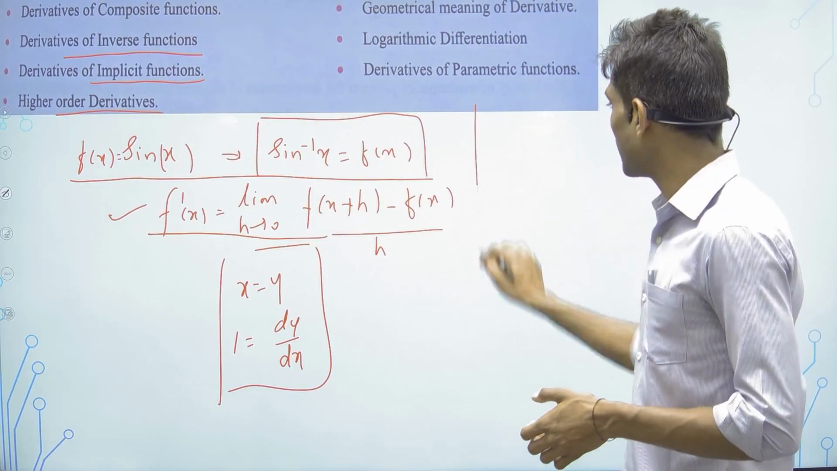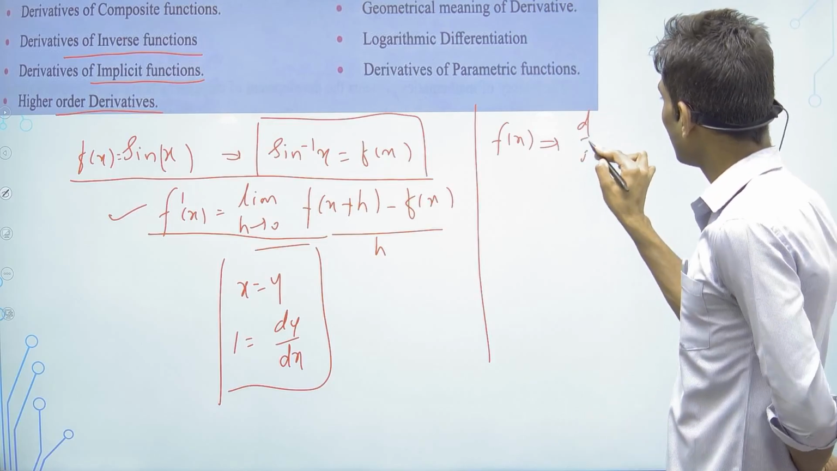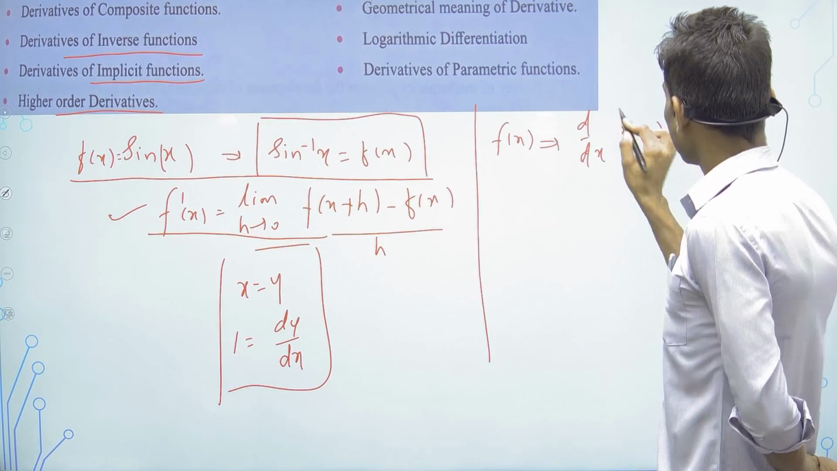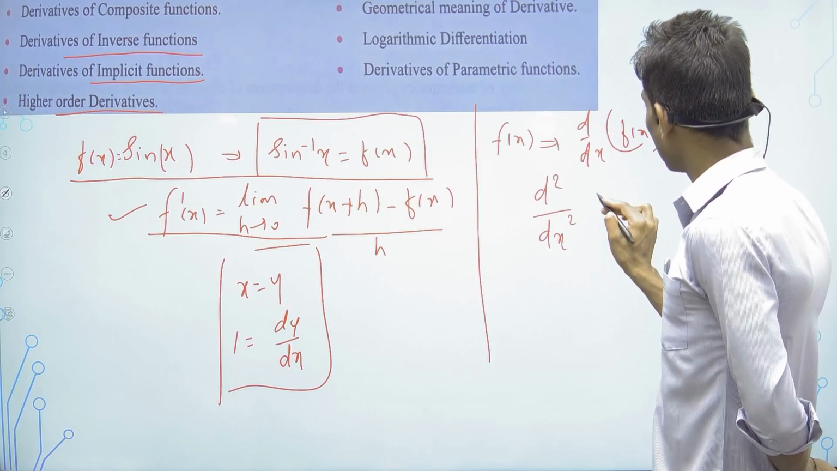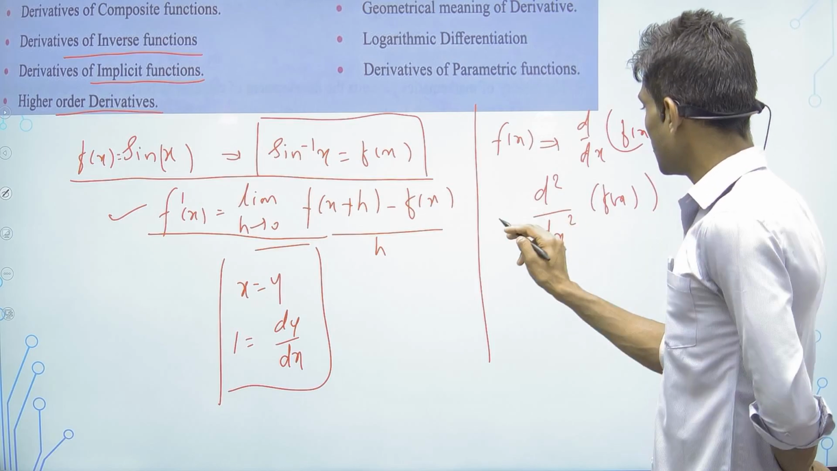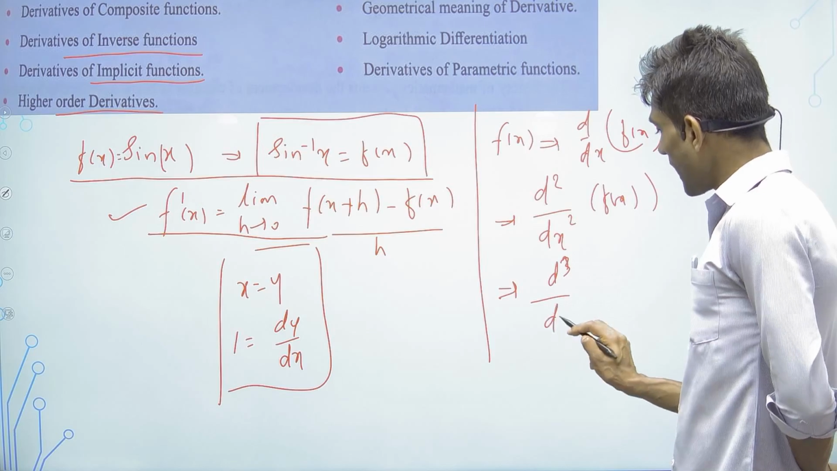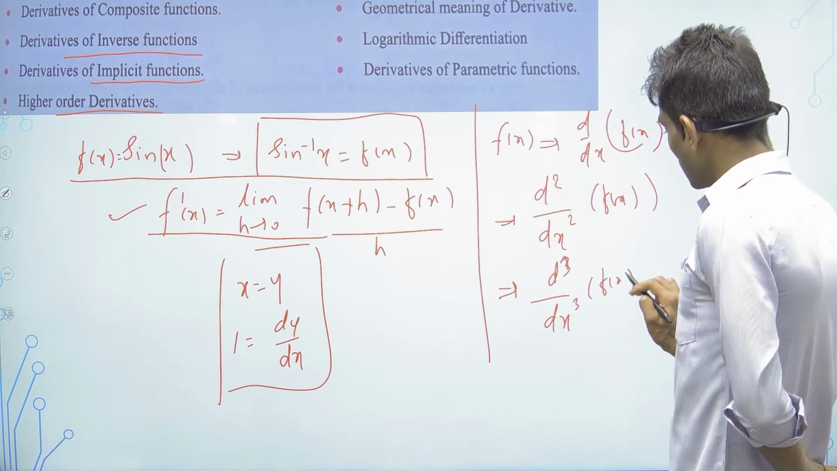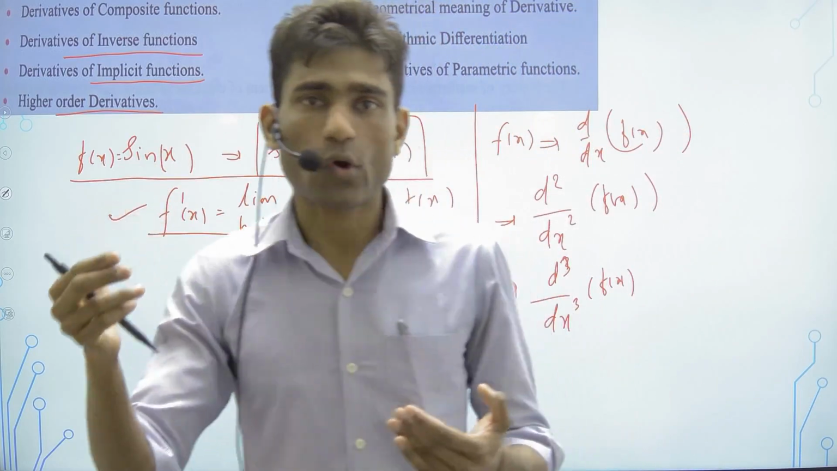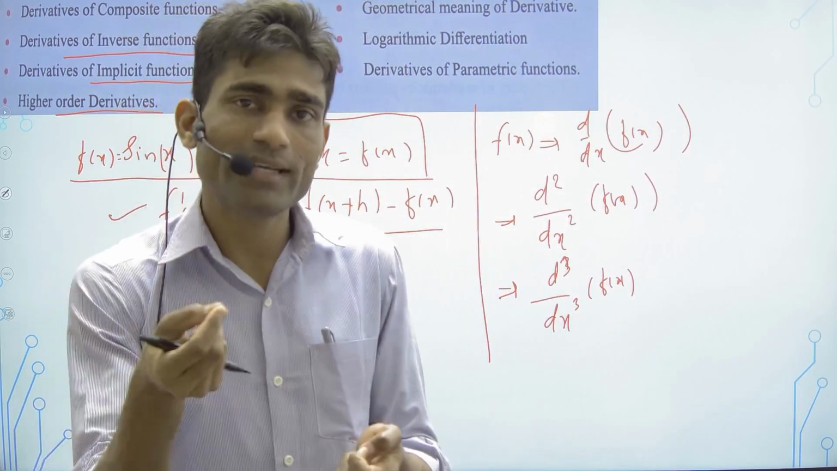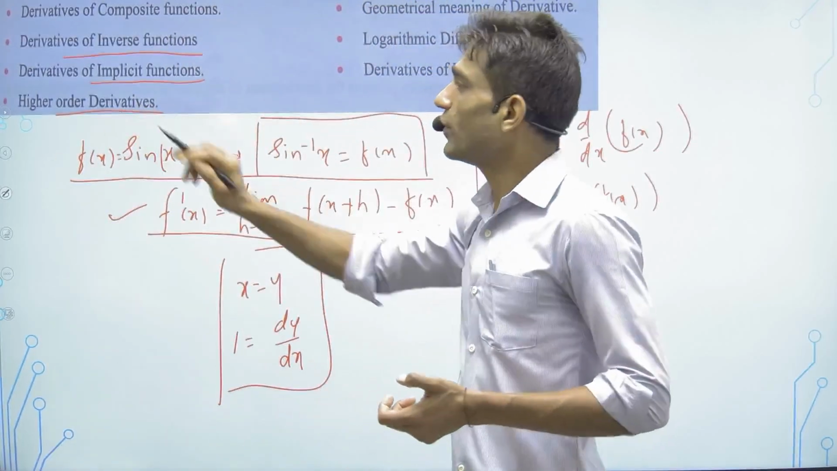Consider f of x as a function. The first derivative we write as d by dx of f of x. The second derivative we write as d square by dx square of f of x. And the third derivative we write as d cube by dx cube of f of x. These are the higher order derivatives. That means the derivatives are getting higher and higher in order. We have to differentiate the same function once, twice, thrice, and so on. We consider this the higher order derivative.